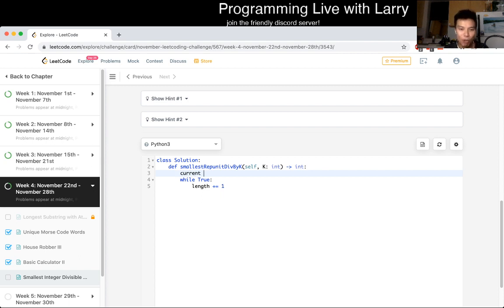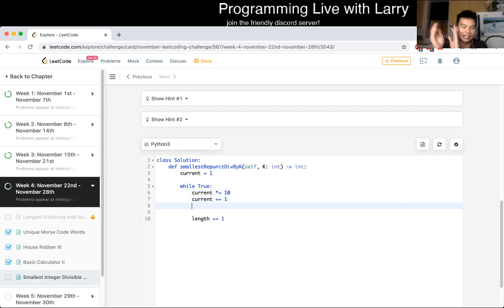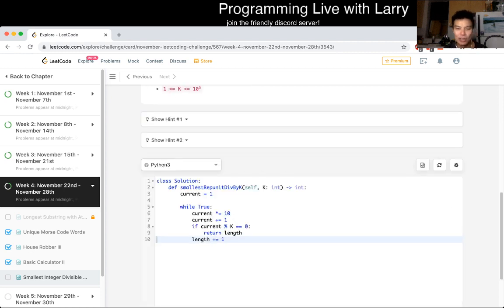So we start with the number 1. This is the naive way to think about it. Current, you multiply it by 10 and add 1 to it. This is literally just shifting it and then plus 1, and then if current mod k is equal to 0, you return the length. Otherwise, this. First of all, this is not going to be -1. It may work in Python just because Python has ridiculous big nums, but it's probably too slow, right?